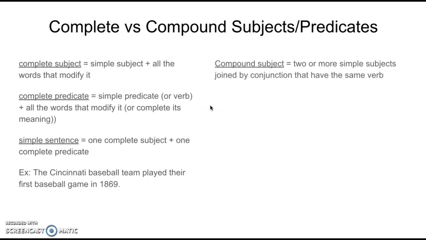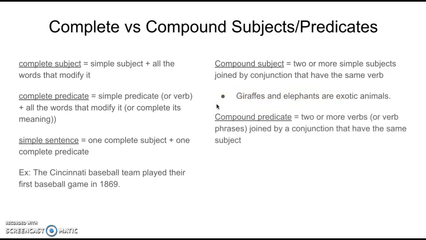Moving right along to a compound subject. That's when you have two or more simple subjects joined by a conjunction that have the same verb. For example, giraffes and elephants are exotic animals. Both of these subjects share the verb are. They could function as their own sentence: giraffes are exotic animals, elephants are exotic animals, but it's more efficient to combine the two into a compound subject.